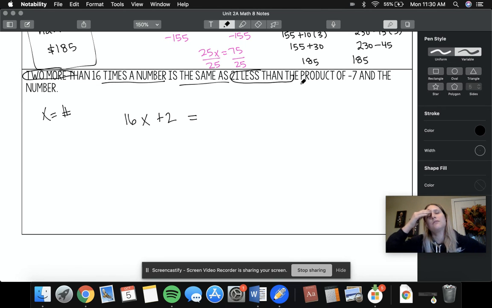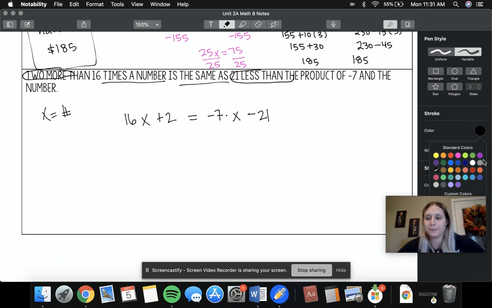So when I think of 21 less, I think of going down. So I'm going to subtract 21. 21 lower compared to -7 times that same number. So times x. So we have 16x plus 2. 2 more than 16 times a number. And that's the same as going 21 lower than -7 times a number.